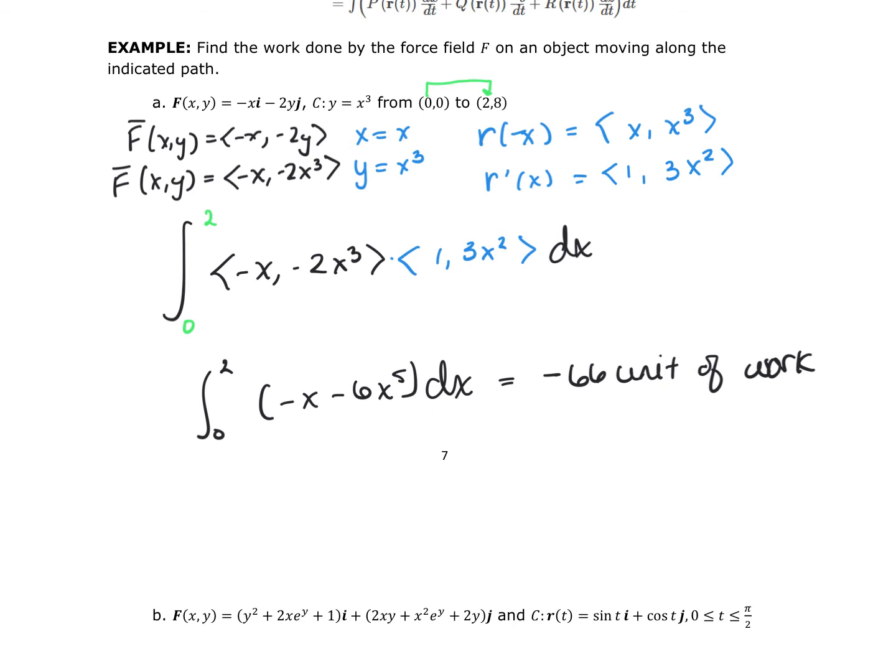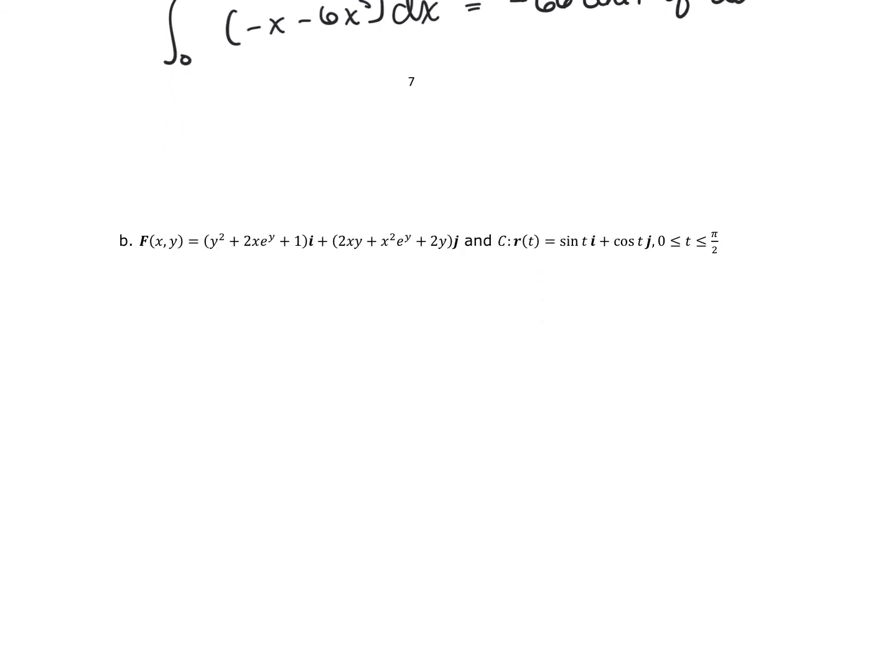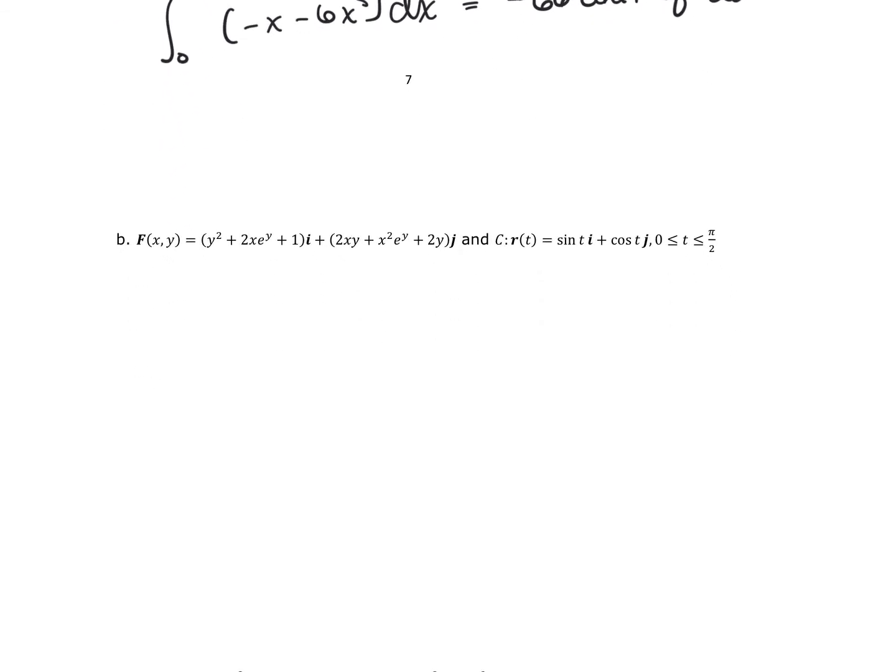Now let's take a look at my next example here. We have f of x, y is going to be x squared plus 2x e to the y plus 1 in the i direction, and 2xy plus x squared e to the y plus 2y in the j direction. And I've got my parameterization already done for me. It's r of t equal to sine of t, cosine of t in the i and the j direction, respectively, from t going from 0 to pi over 2.